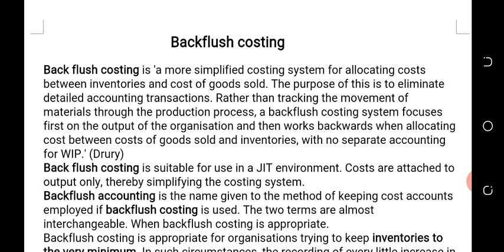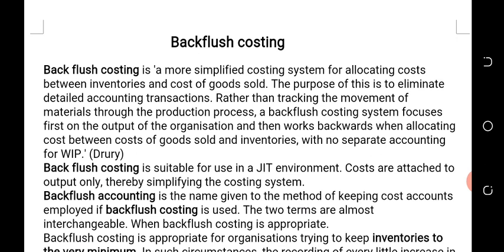We'll look at target costing. We'll look at life cycle costing. We'll look at throughput accounting. Then today we're looking at backflush costing and activity-based management, which is the management part of activity-based costing, and we'll be looking at environmental accounting.